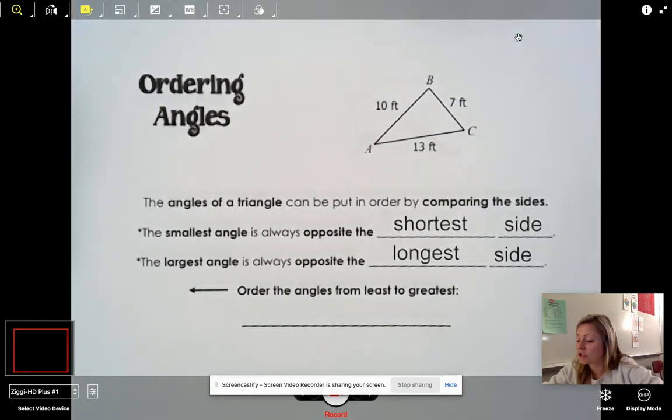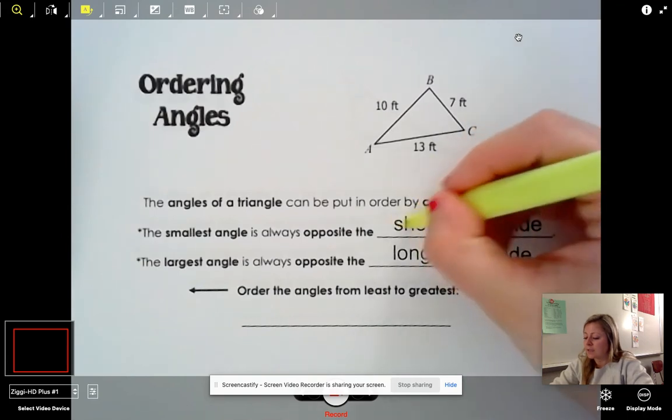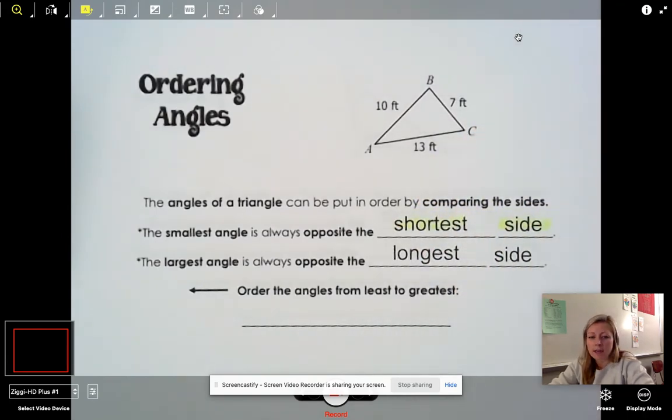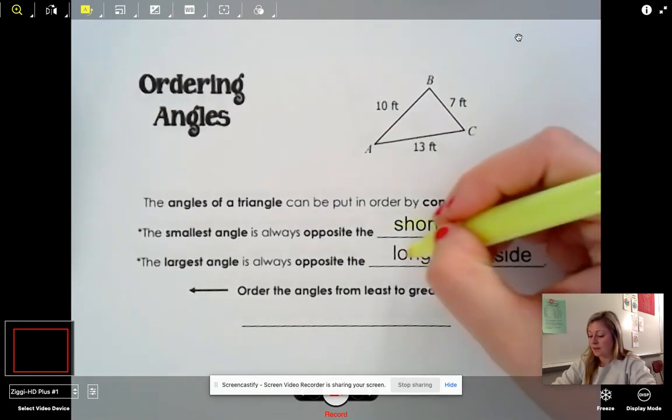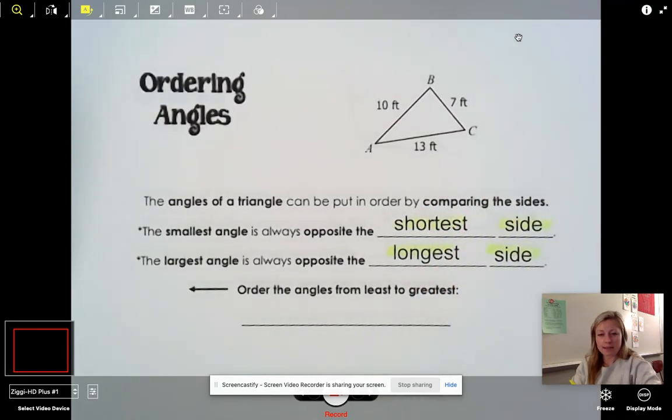So we can actually order our angles from smallest to biggest or biggest to smallest if we know all three sides of our triangle. It says the angles of a triangle can be put in order by comparing the side lengths. The smallest angle is always opposite the shortest side. Again, the smallest angle is always opposite the shortest side, whereas the largest angle is always opposite the longest side. And that makes sense, right?